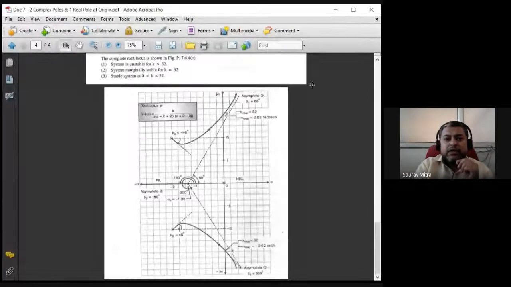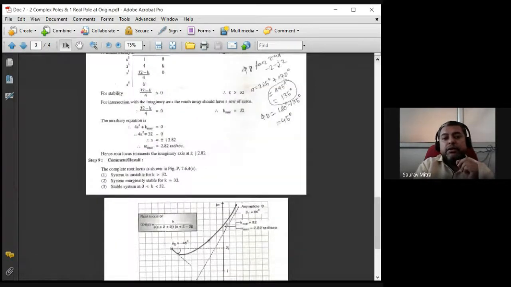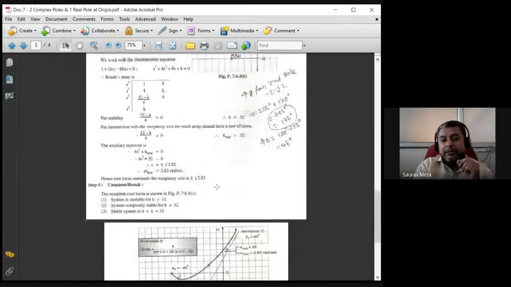So this is the whole root locus, and you can write down at step number 9 this kind of conclusion: the system is stable for K in between 0 to 32. The system is marginally stable for K equal to 32, and the system is unstable for K greater than 32. And all those things you have found out from this Routh-Hurwitz criterion table. So this numerical I will upload today.